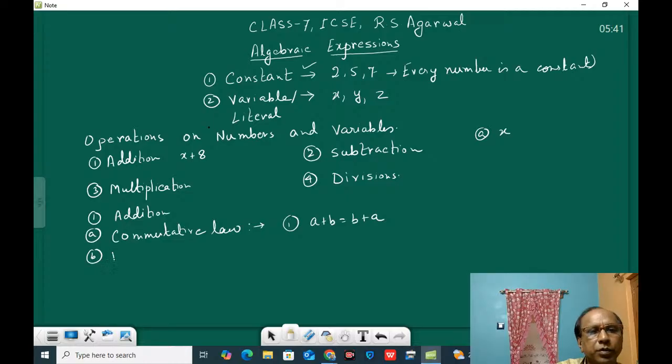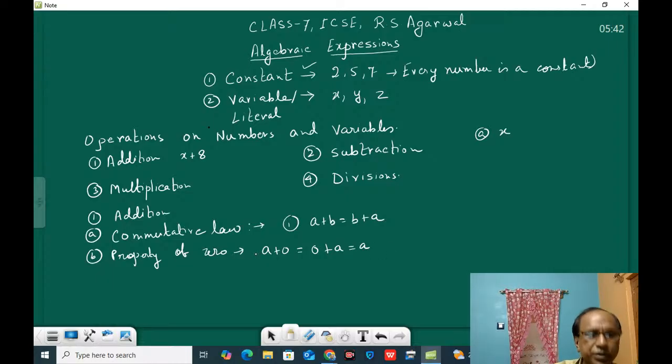Number two is the property of 0. What is that property? If we add a plus 0, we get the same value, that is 0 plus a is equal to a. This is the property of 0.